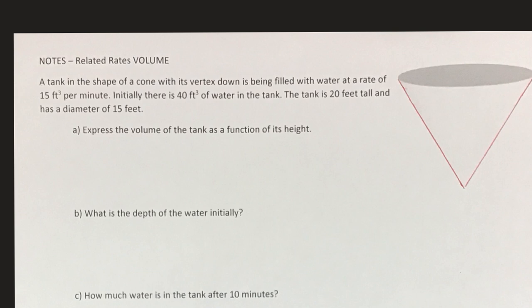So we have a rate, right? To identify, the water is being filled at a rate of 15 cubic feet per minute. Okay, so volume has a rate, right? The volume of the amount of water is 15 cubic feet per minute. So that's how fast water is going into your cone. There is initially 40 cubic feet of water in the cone to begin with.